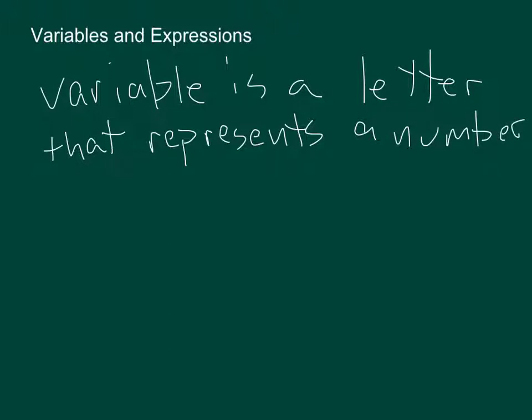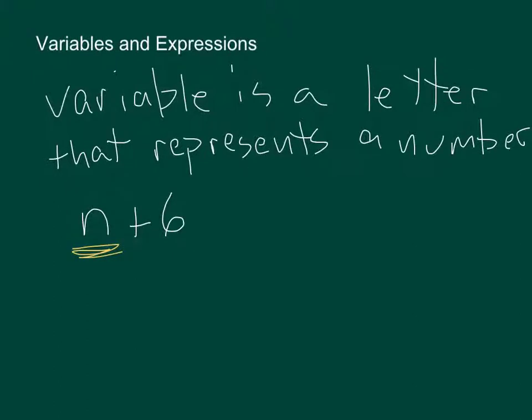An example of a variable expression would be an expression that uses a variable, at least one variable, and you can also have operations and numbers in it as well. So an example could be n plus 6, where n is our variable, and the plus 6 completes the expression. So n plus 6, that's a variable expression.